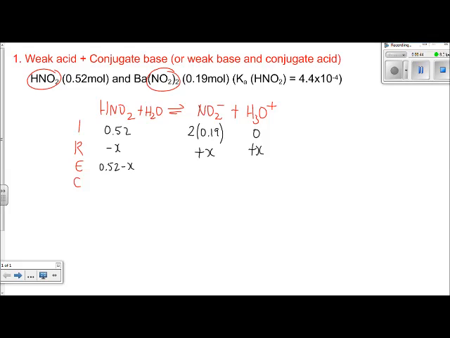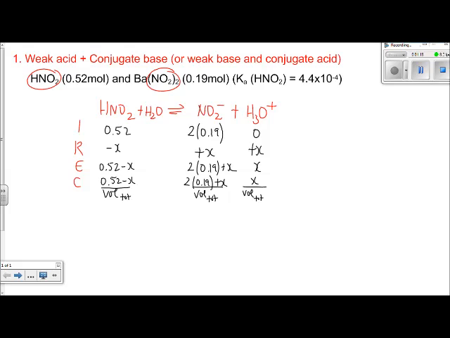From our initial line, we see we have a shift to products. X products are formed and minus X reactants are lost. So we have equilibrium amounts 0.52 minus X, 2 times 0.19 plus X, and X. And of course we can divide all of these by the volume that this buffer is contained in. Without knowing the volume, we'll just put VOL, volume total, and we'll see what comes of that.